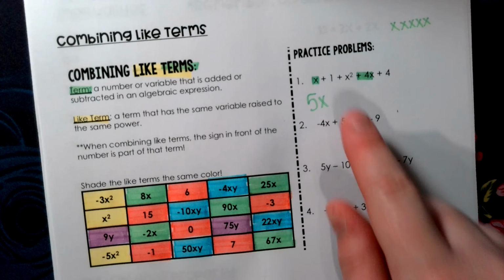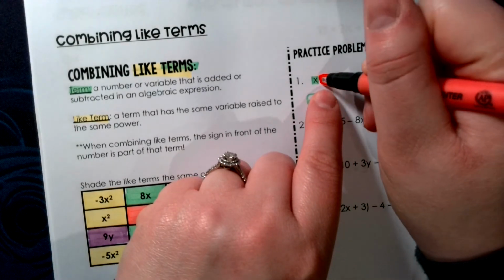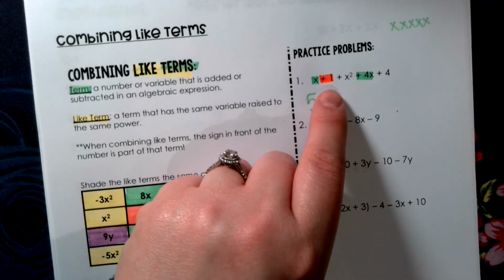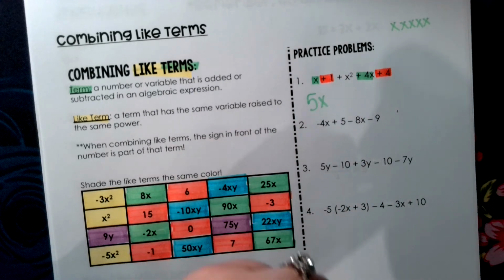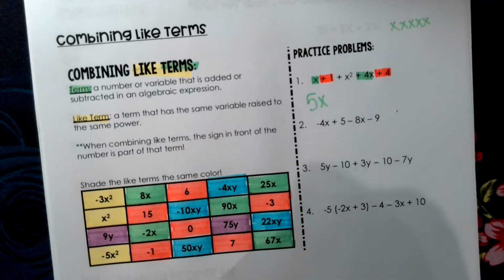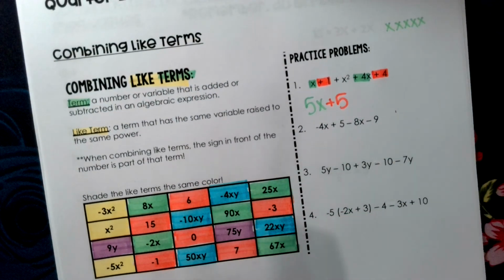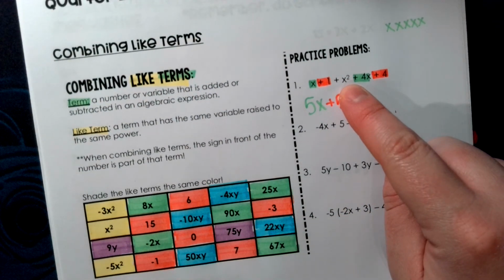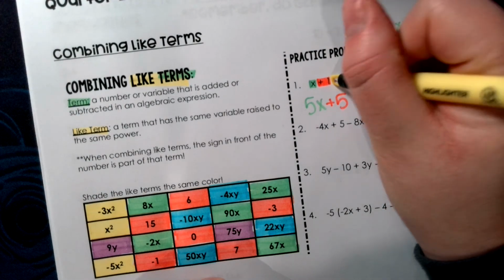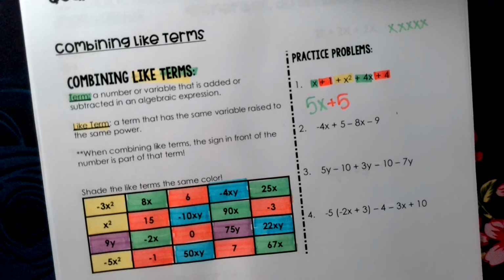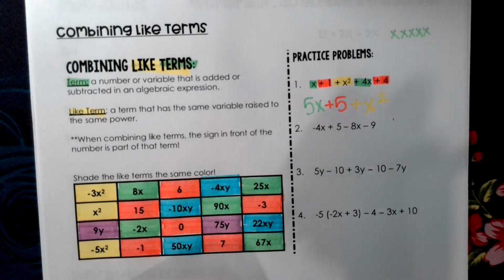Then I have my whole number 1. That's a positive 1 because there's a plus in front of it. Are there any other like terms I can combine with that 1? 4. So what's a positive 1 plus 4? That's a plus 5. And then last we have an x squared, a positive x squared. Is there anything I can combine with that? Nope, that's going to be all by itself, just positive x squared.